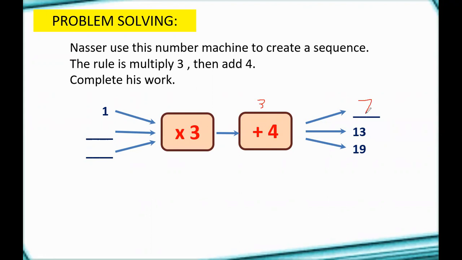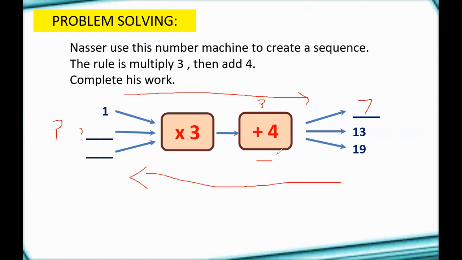Okay. Now, since we don't have the starting number, what did I tell you a while ago? If we don't have the starting number, then we are going to do this one, we move forward like this. Since the first number is missing, we are going to go back. So if it is plus, we are going to start first with minus 4, and then afterwards we will divide. Since this is multiply, what's the opposite of multiplication? We will divide. So let's try now.